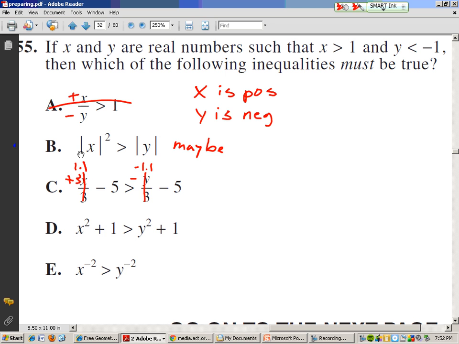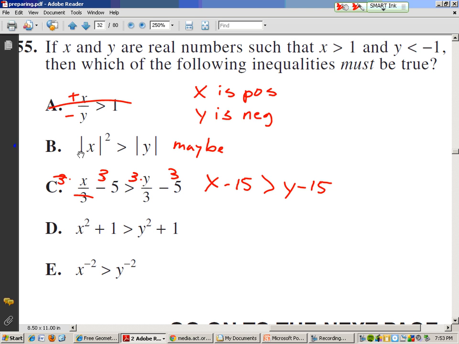You know what? Let me just do this. I want to make it simpler. How about we get rid of these fractions. So if I multiply everything by 3, this is going to go away here, and I'm going to get x minus 15 is bigger than y minus 15.